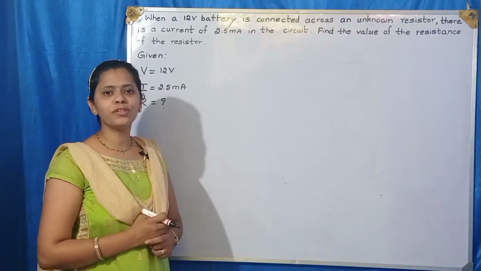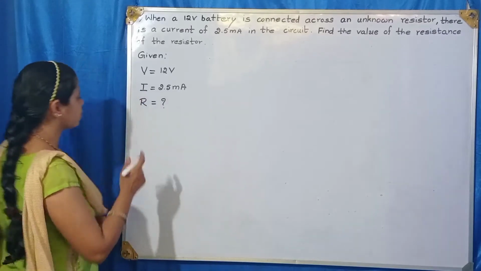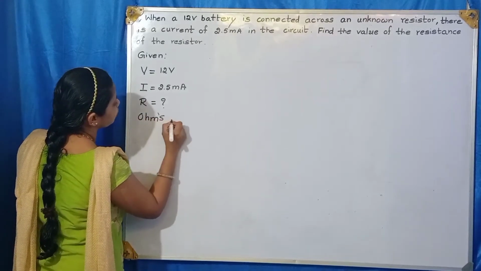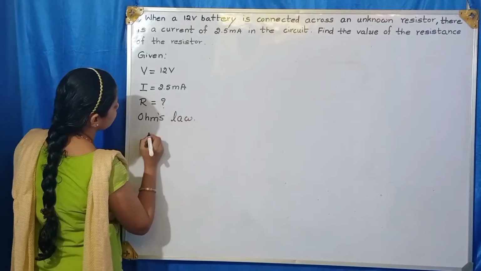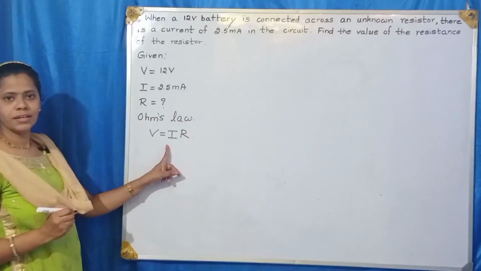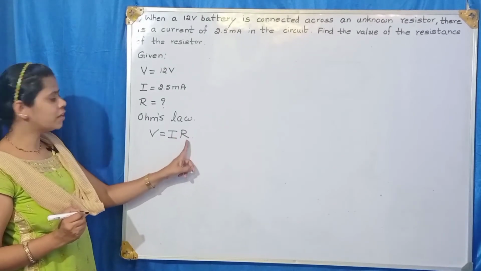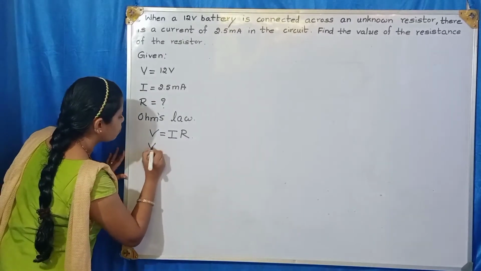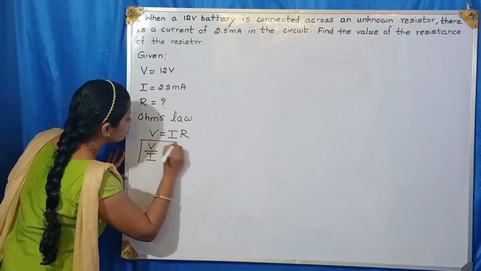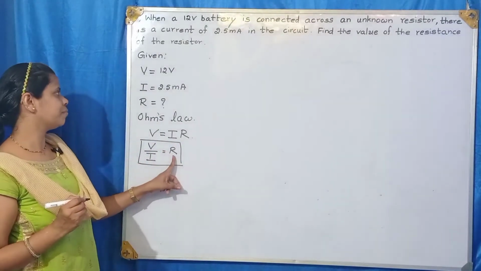And we know Ohm's law. According to Ohm's law, V is equal to I into R. Isn't it? From this, we can find out the resistance of the resistor. V by I is equal to R. By using this formula, we can find out the resistance of the resistor.